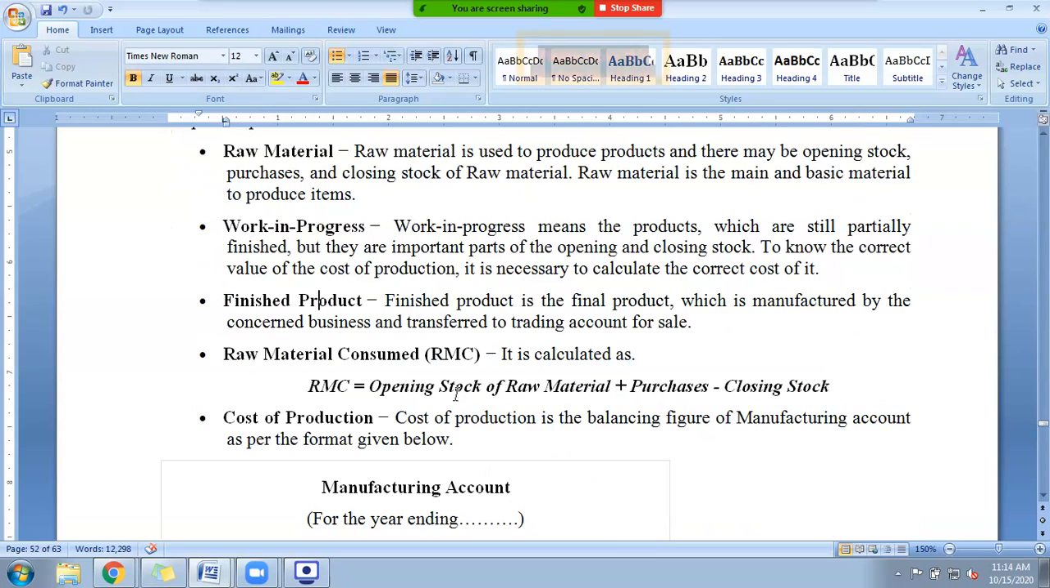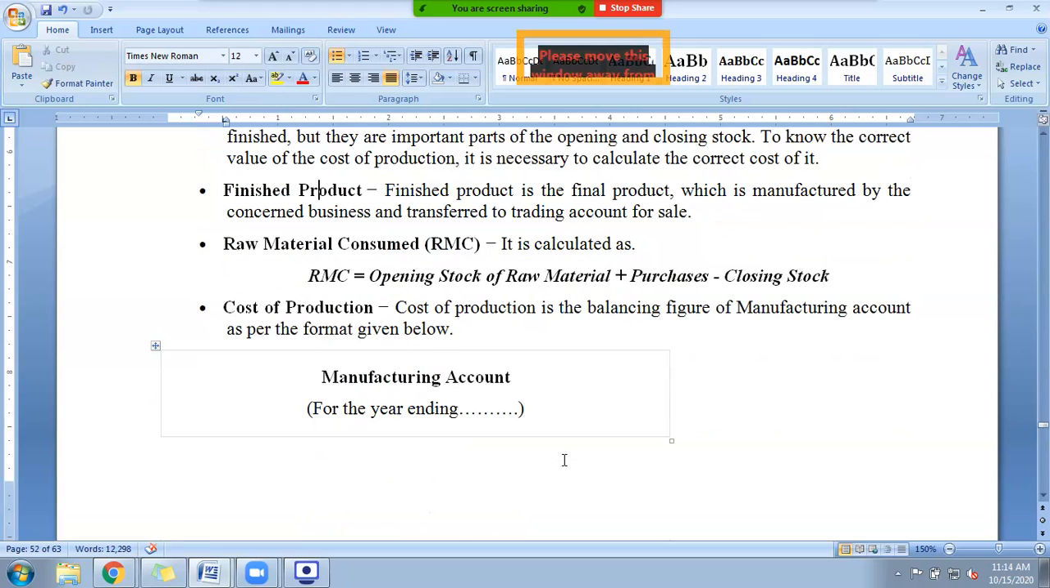Okay, raw material consumption you want to know: opening stock plus purchases minus closing stock. So the answer would be the raw material consumption. So this is how to find the cost of production. What is cost of production? See, cost of production refers to the cost of manufacturing a particular product.